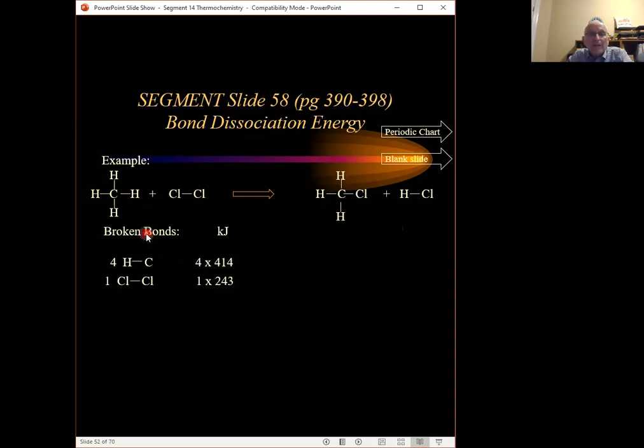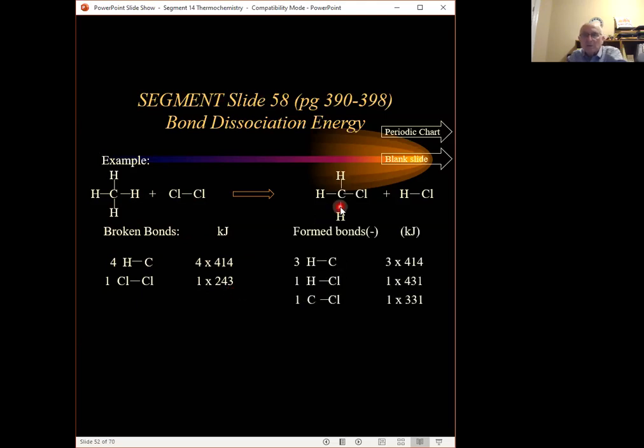Now, the bonds that we're breaking: we have 1, 2, 3, 4 C-H bonds. Each one of them is 414 kilojoules per mole times 4 moles. So that's going to be the energy involved in breaking these 4 bonds. We're also going to break the Cl-Cl single bond. On the table, it was 243 kilojoules to make that happen.